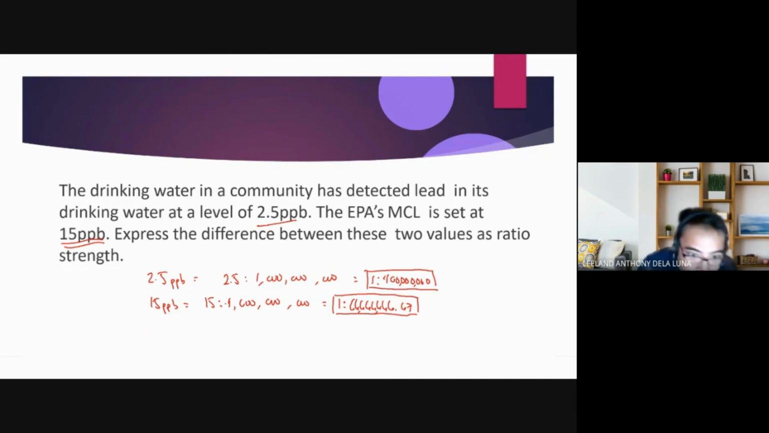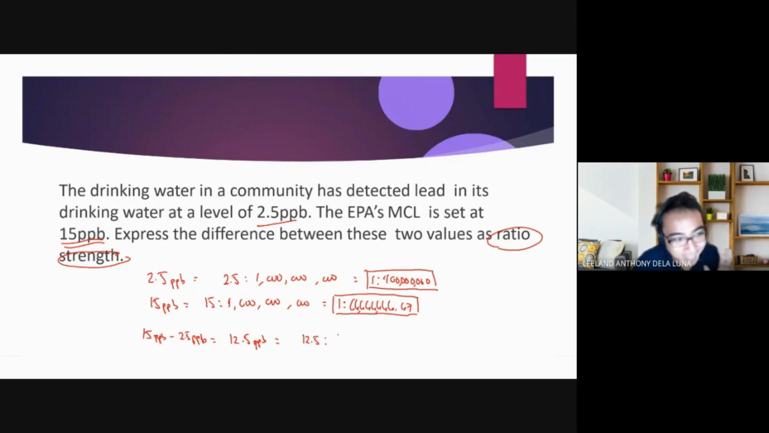Okay? So if you want to check the difference class between the two, so obviously that's just 15 ppb minus 2.5 ppb. Tingnan natin kung gaano kalayo pa naman. So 15 minus 2.5, that would give me 12.5. 12.5 parts per billion pa naman yung difference. Pero sabi ko nga, convert natin daw siya into ratio strength. Express it as ratio strength. So that's 12.5. Kaya usually class, I don't ask questions like this anymore. Basta gusto ko lang malaman ng estudyante na may ganito at naintindihan nila kung paano kinukuha. Okay na ako.